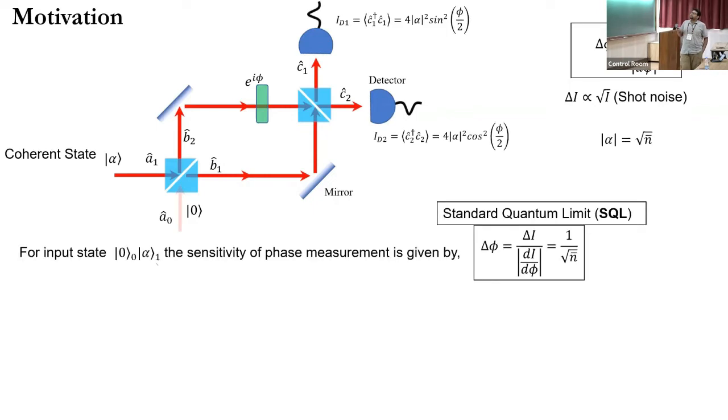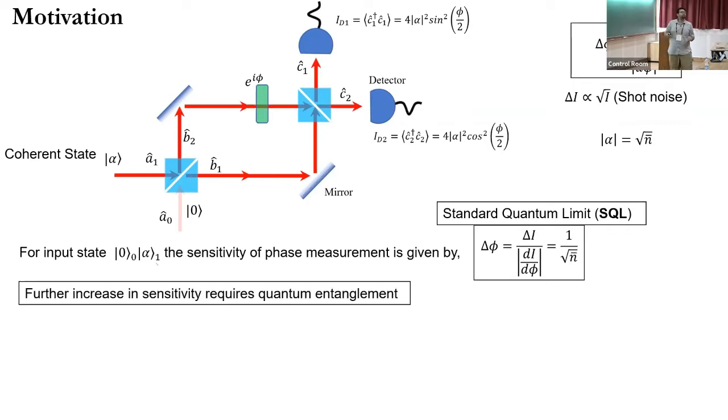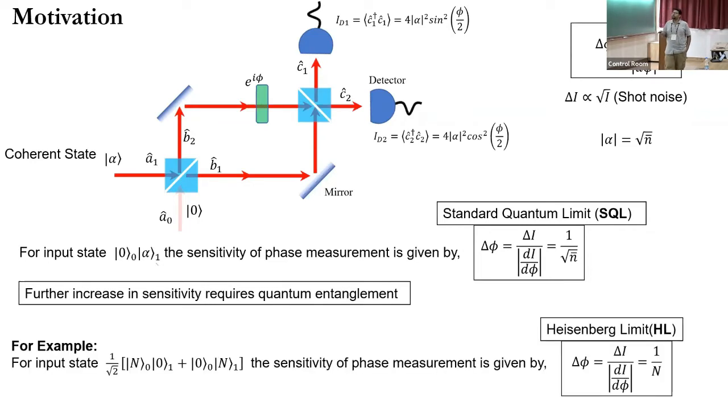If we do this experiment with the Mach-Zehnder interferometer and use the initial state as a coherent state, then we'll see that the sensitivity of this interferometer is given by 1 over the square root of n bar, where n bar is the mean number of atoms in this coherent state. This is called the standard quantum limit. Now, if we want to go beyond that, we need quantum entanglement. For example, if we use a NOON state for this interferometer, then the sensitivity can go to 1 over n. That is usually referred to as the Heisenberg limit.